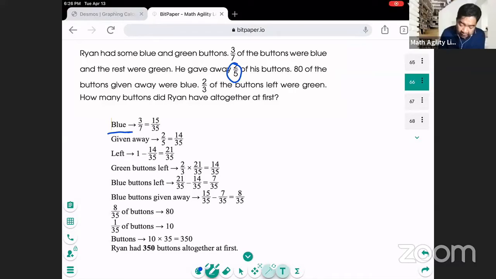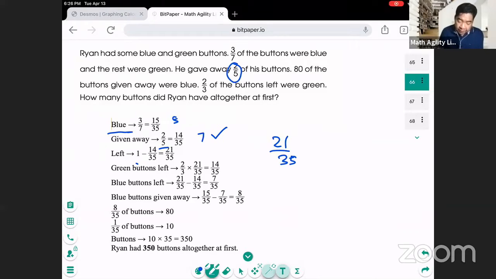So given away is 2/5, so if you multiply this by 5, this would be by 7 on the numerator. This one is multiplied by 5, this one by 7, so this is 15 over 35, and this is 14 over 35. And then what is left, of course, we need to subtract the buttons he gave away from 1. So 1 minus 14 over 35 equals 21 over 35. So 21 over 35 is what is left from the number of buttons.